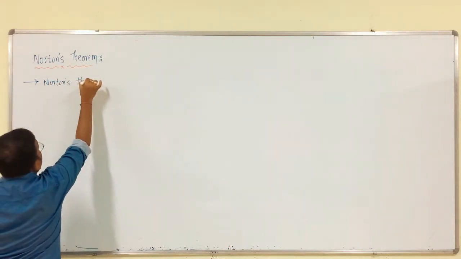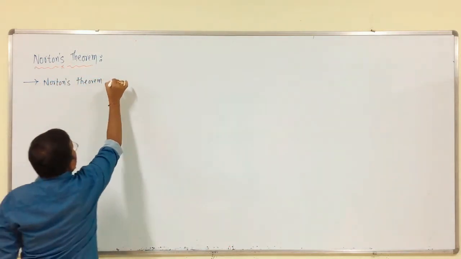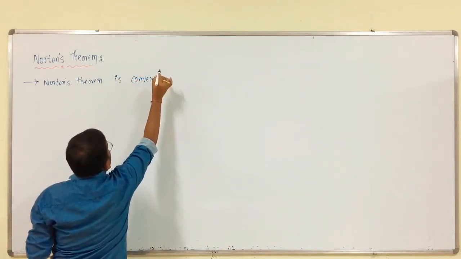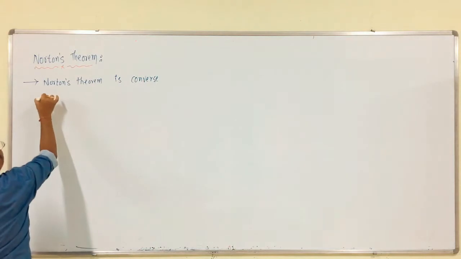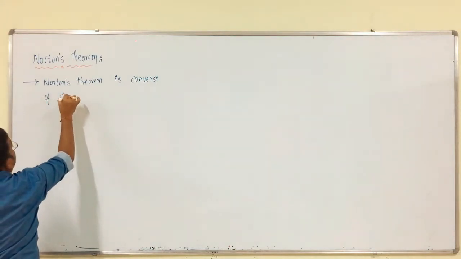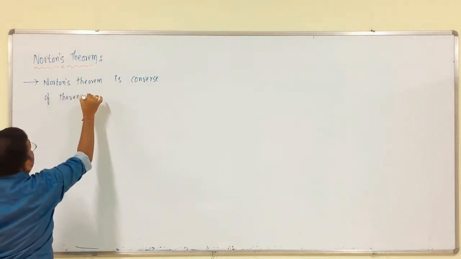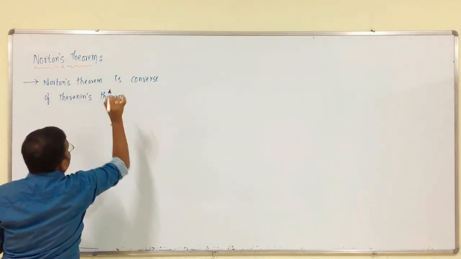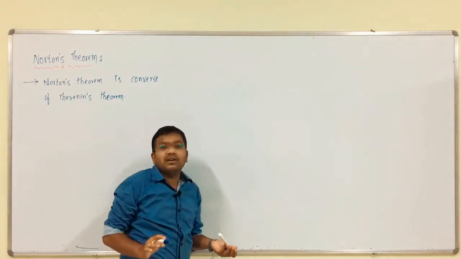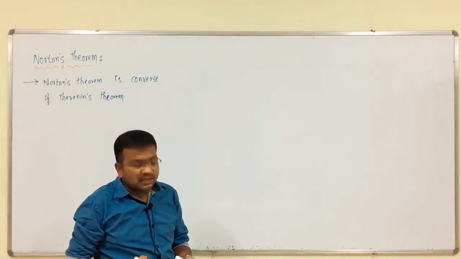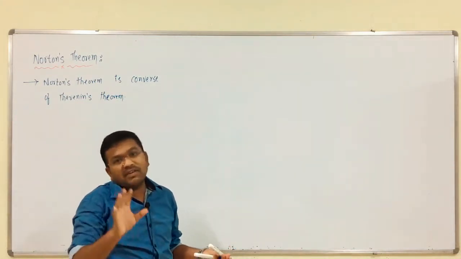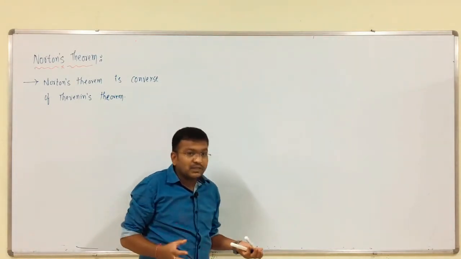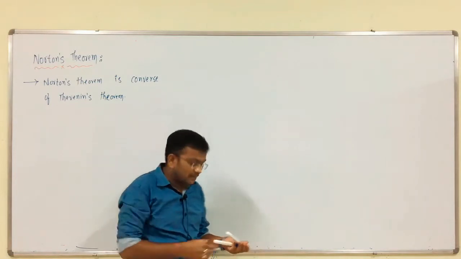Norton's theorem is converse of Thevenin's theorem. That is, what is the equivalent circuit of practical voltage source and practical current source?